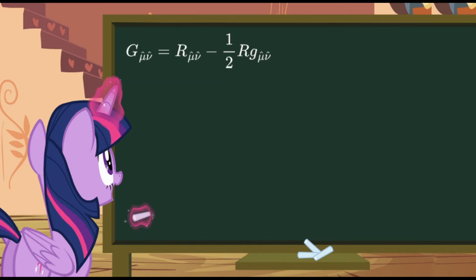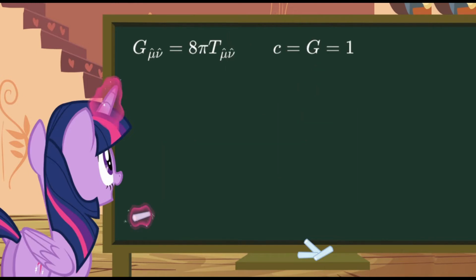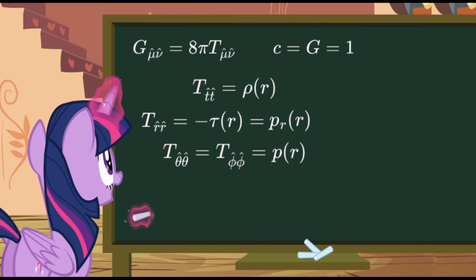Finally, we can proceed to the Einstein tensor using the Ricci tensor and scalar, along with the metric that gives the following. Now, using the Einstein field equation, we will find the stress energy tensor. The time component is the energy density rho, the radial component is the negative radial tension tau, and the angular components are pressure. The negative radial tension is also the radial pressure.